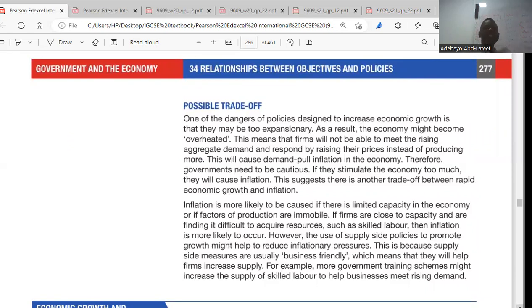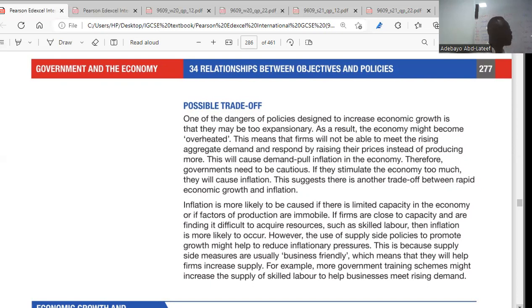Here they said, one of the dangers of policy designed to increase economic growth is that it may be too expansionary. As a result, the economy might become overheated. This means the firms will not be able to meet the rising aggregate demand and respond by raising the prices instead of producing more. If the economy is overheated, look at the consequence now, the trade-off between policies and increasing output. Firms might increase output to the extent that they cannot move above their capacity.